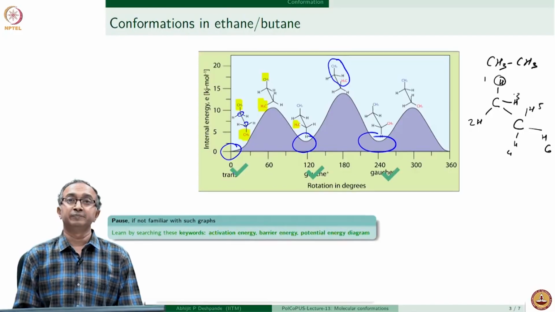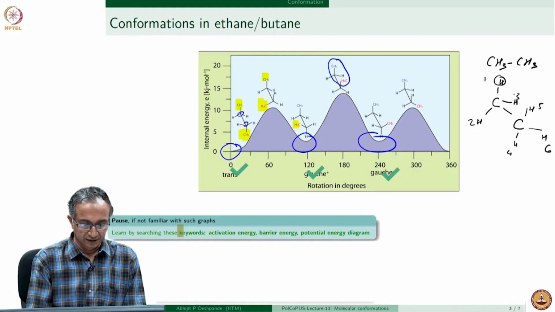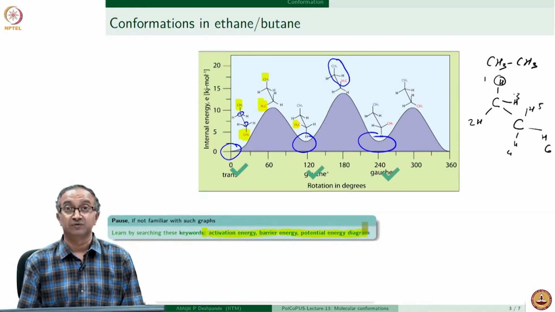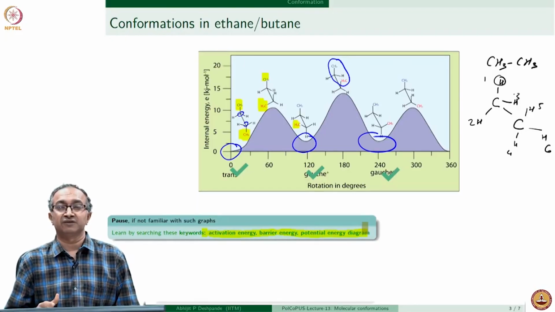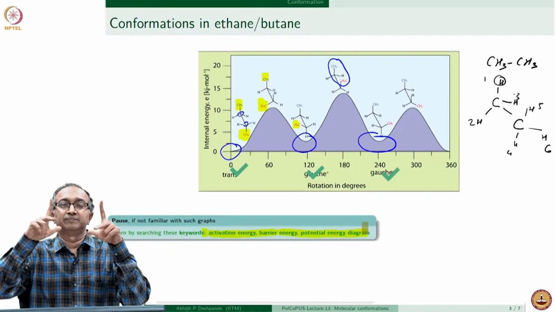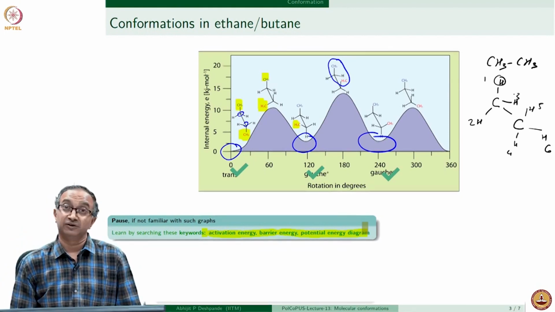And if you're not familiar with this diagram, I suggest that you please look at these phrases carefully. What's a potential energy diagram? What do we mean by barrier energy? Because in this case, when conformation has to change, if a conformation is this and it has to flip like this, then a barrier energy has to be crossed.